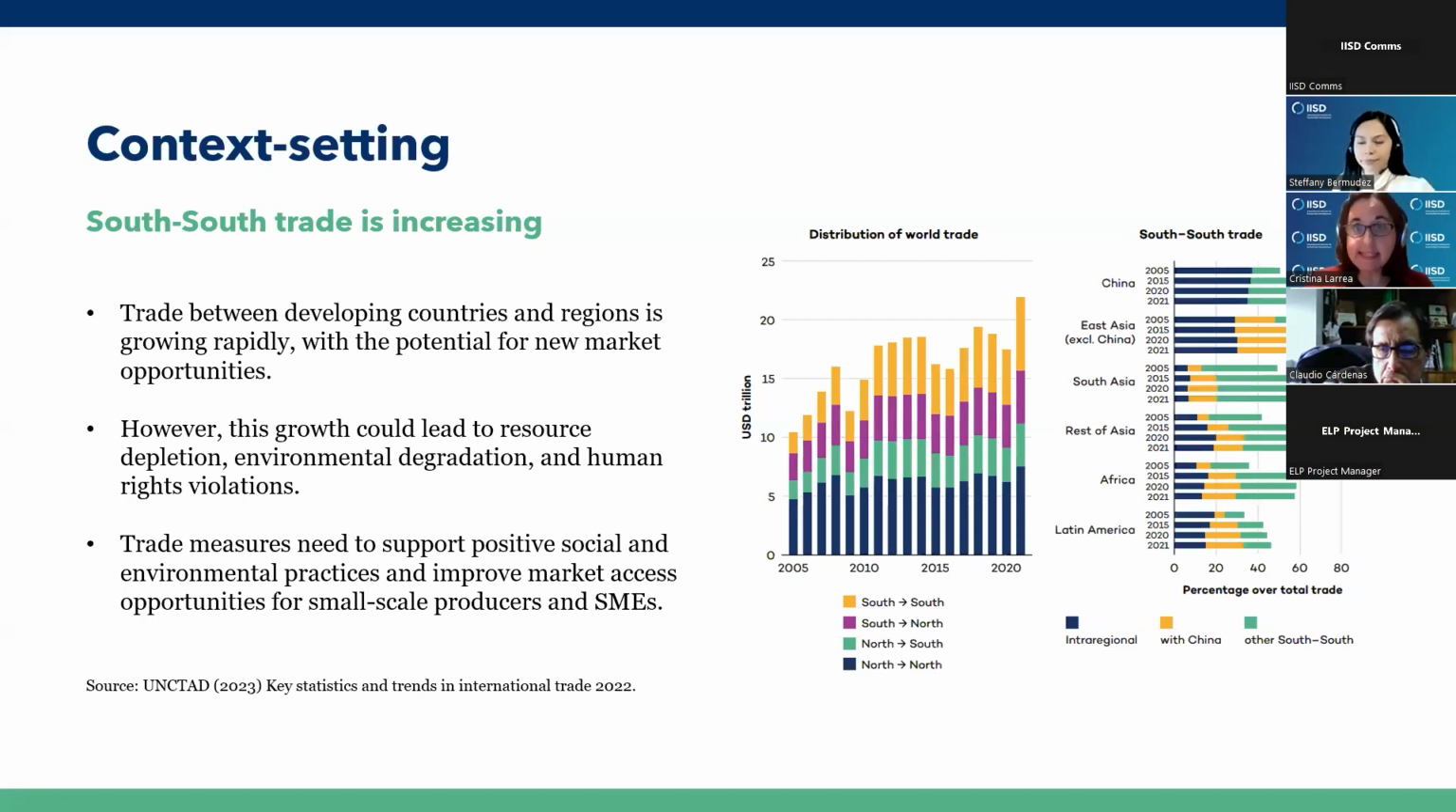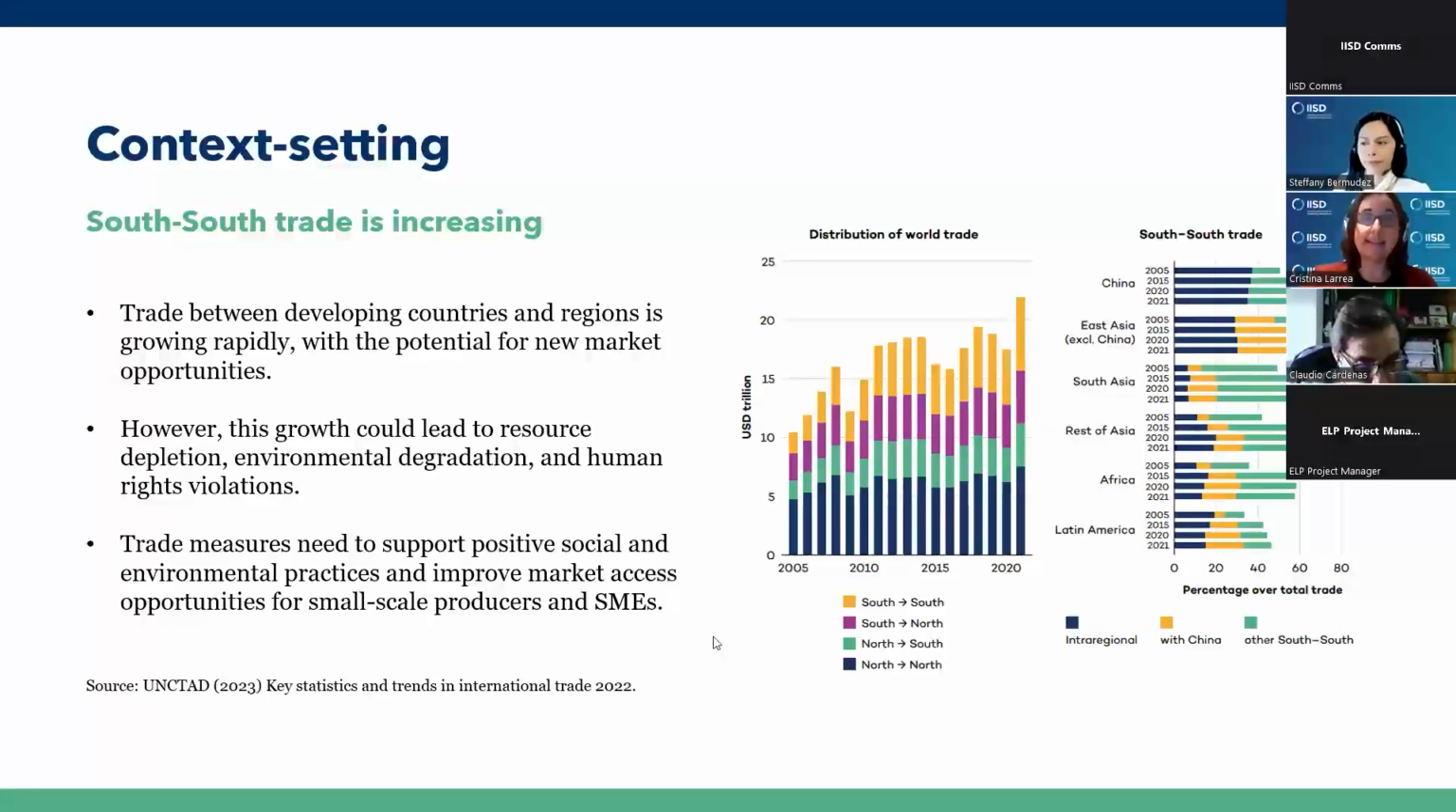And as we see in the second graph, the one on the right, the value of trade of all the regions in the global South with China has increased since 2005. See the horizontal orange bar. But especially the value of trade between Southern countries from different regions, the horizontal green bar, has increased considerably since 2005 and for all the regions.